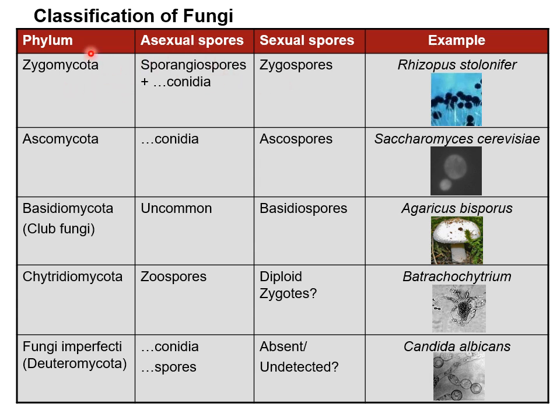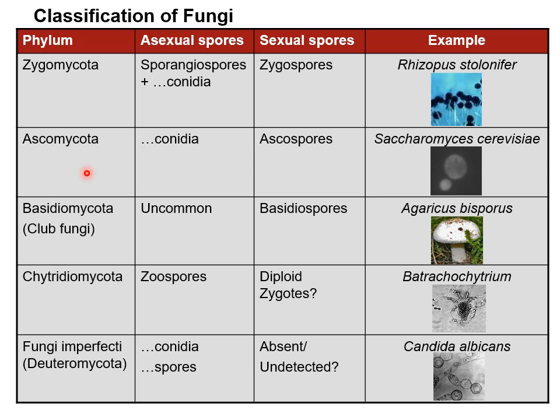So these organisms, the Zygomycota, they form zygospores, sexual spores. They also form sporangiospores as asexual spores, and different types of conidia and other types of spores. And one example is Rhizopus stolonifer. This is the black bread mold. So if you've ever seen moldy bread that looks black, not green, this mold is usually Rhizopus, and Rhizopus can actually be pathogenic, and that's something you need to be aware of.